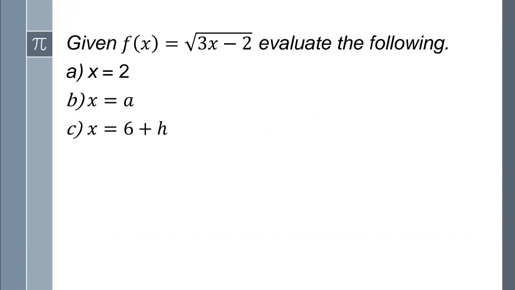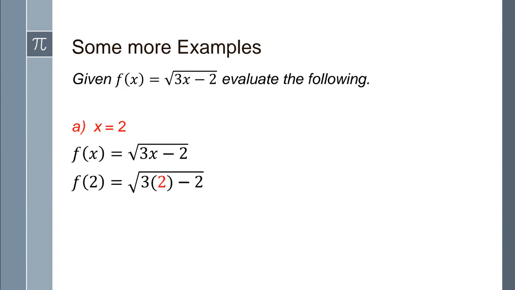So the first example that I want to work is evaluating functions. Given this function, the square root of 3x minus 2, evaluate for the following x values or input values. So let's start with A. When they say that x is equal to 2, what that means is that everywhere I see x, I'm going to plug in this value 2.